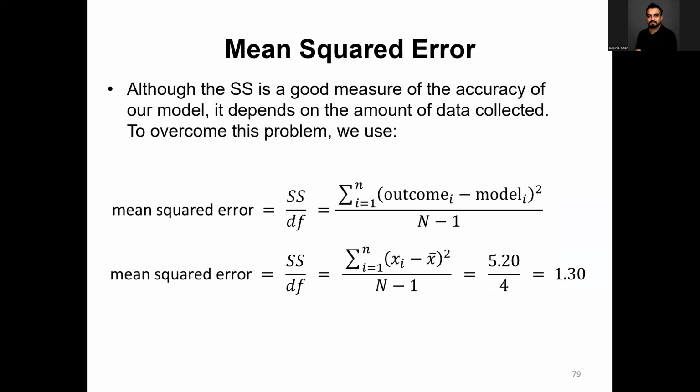Although the sum of squared errors is a good measure of the accuracy of our model, it depends on the amount of data collected. So in order to overcome this problem, we use mean squared error by dividing the sum of squared errors by degrees of freedom, which is n minus 1. Again, n is the number of data points.